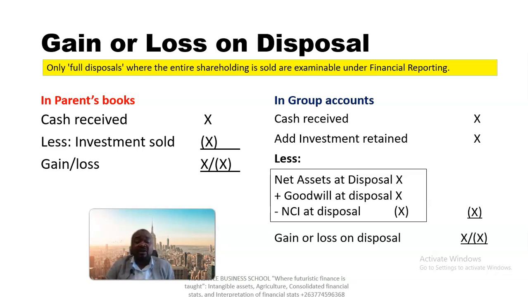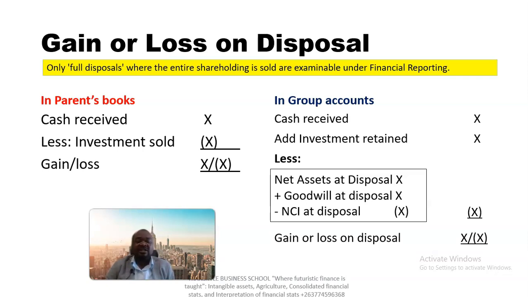All right. So the formula, if you are required to record the loss or gain on disposal in the parent's records, is given on the left side. That is, cash received less investment sold. That's how you get the gain or loss on disposal.